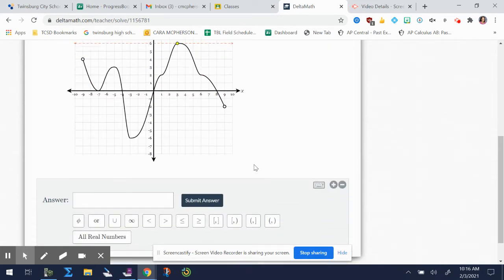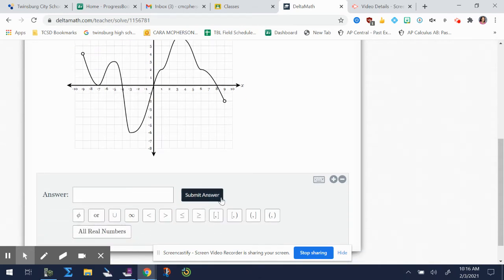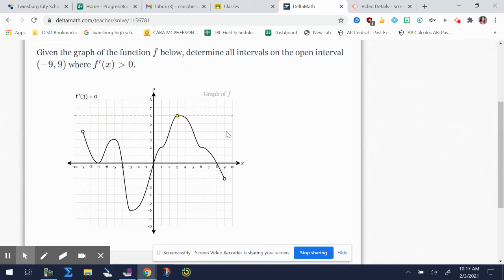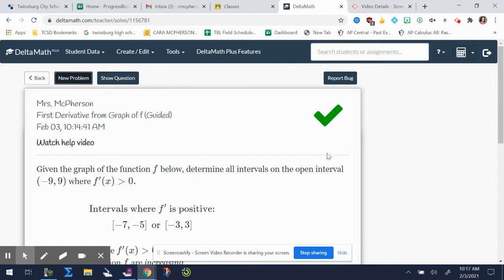So you're going to type in those intervals, and you can type them in a lot of different ways. You can use brackets or parentheses. So I'm going to go from -7 to -5. And then if you want, you can use this union button, which basically just says there's another interval, and it starts increasing again at -3 all the way until it gets to +3. And you can submit that as when it increases.